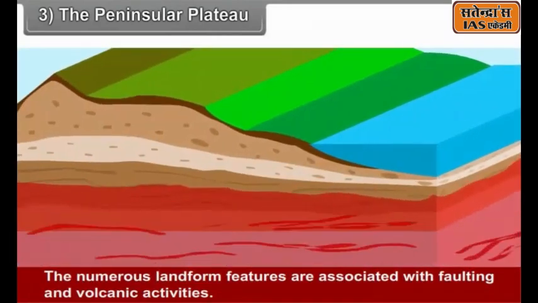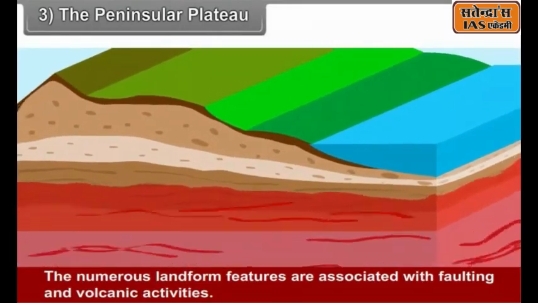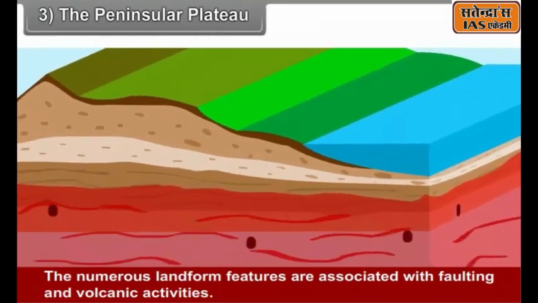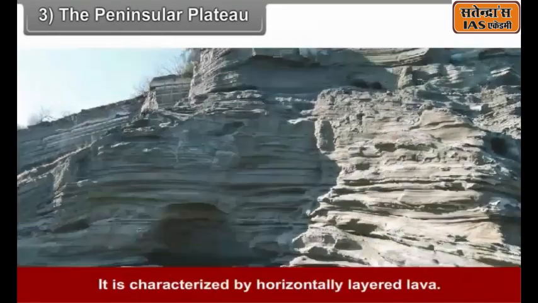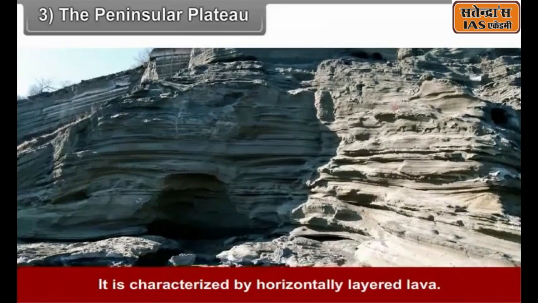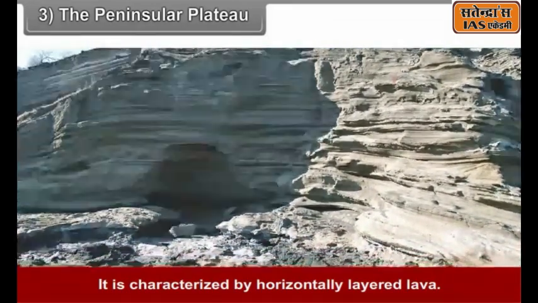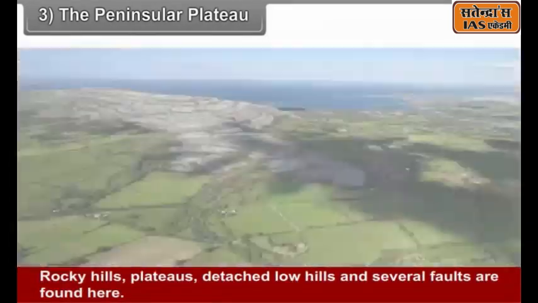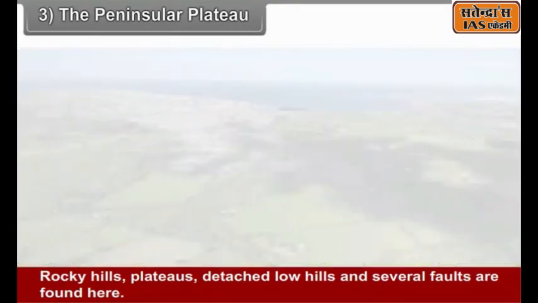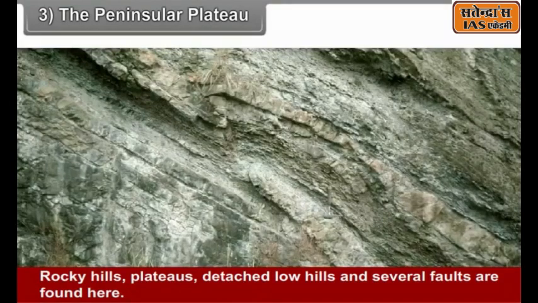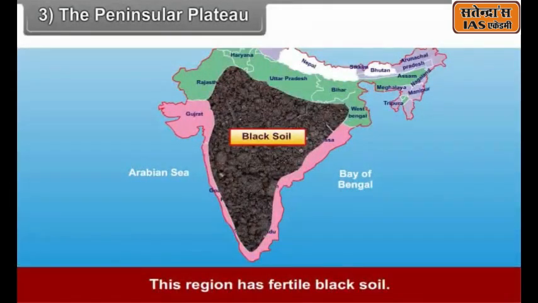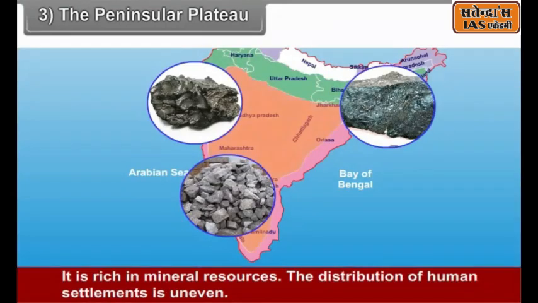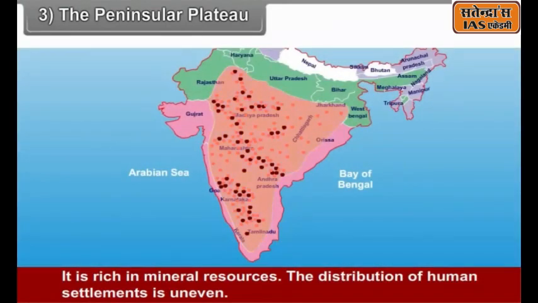The numerous landform features are associated with faulting and volcanic activities. It is characterized by horizontally layered lava, rocky hills, plateaus, detached low hills, and several falls are found here. This region has fertile black soil. It is rich in mineral resources. The distribution of human settlements is uneven.